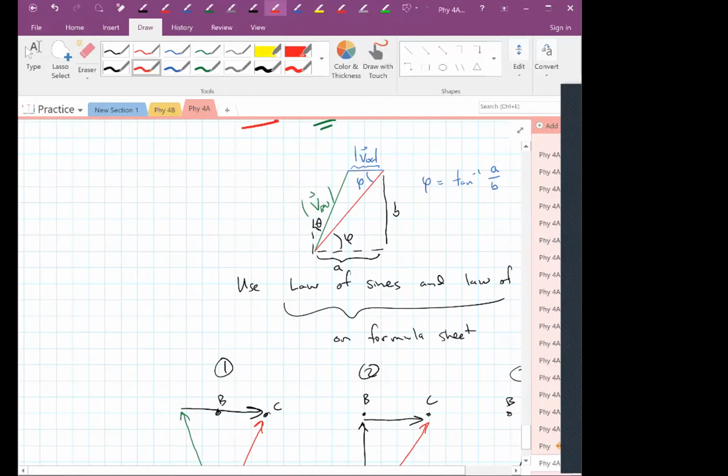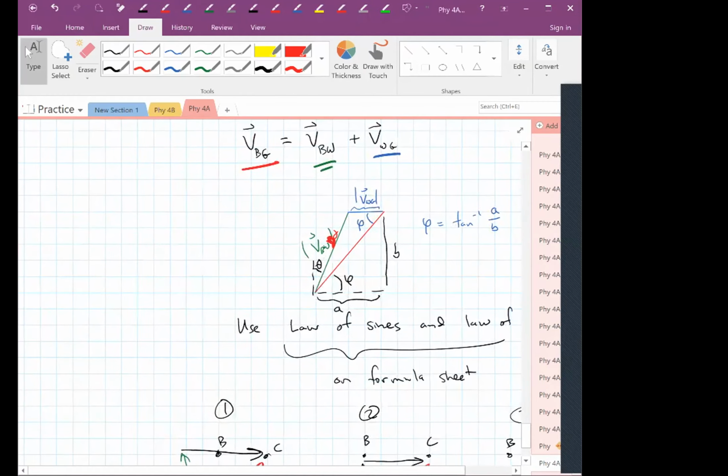What's happening? Once you find this angle, it doesn't like it. Oh, now it's up here.